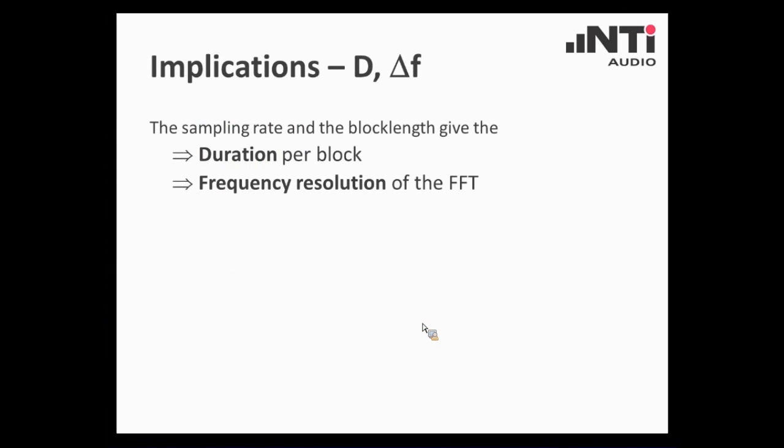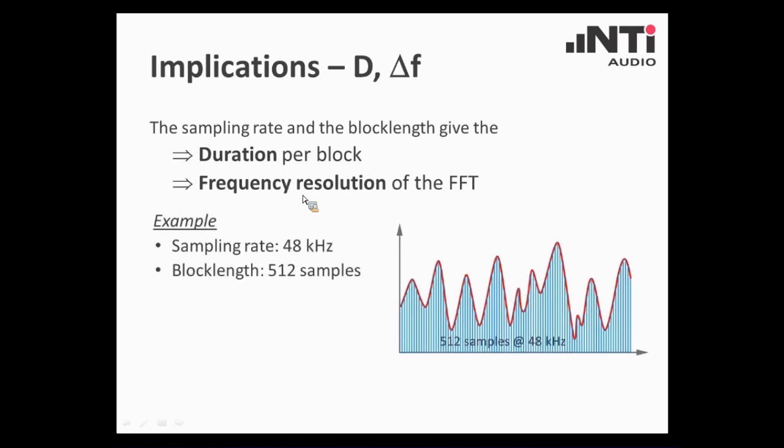And that is what I show you on this slide. Because the sampling rate and the block length have important implications. One of them is that the size of the block length, the number of samples, apparently has a direct correlation to the duration of the FFT acquisition. The duration per block is given by the number of samples. Second, the block length also has a direct impact on the frequency resolution, the delta F that I just showed you before. And I want to illustrate that in a practical example.